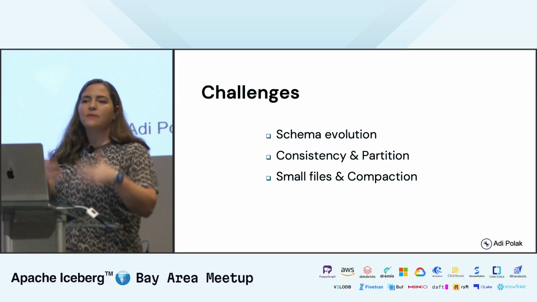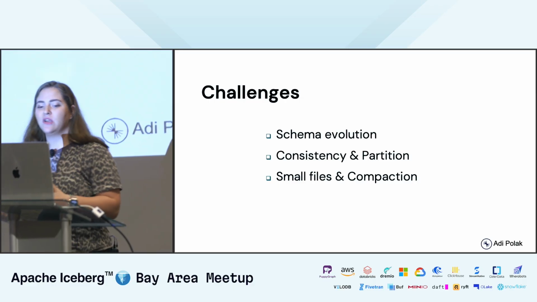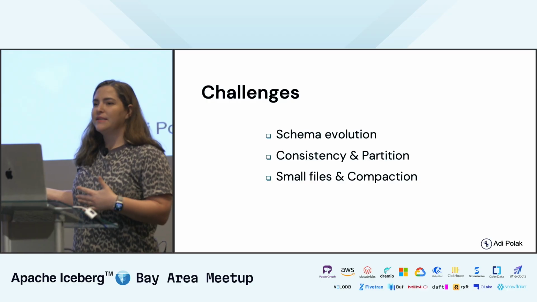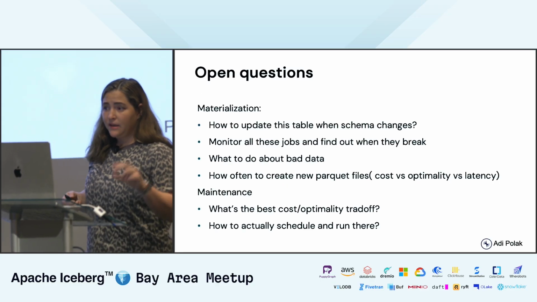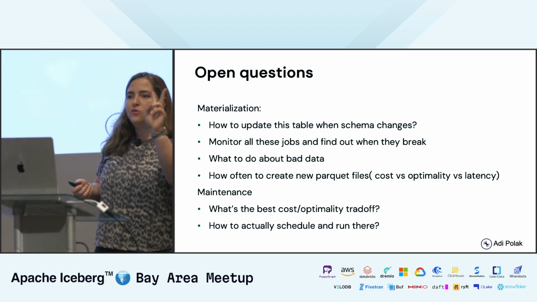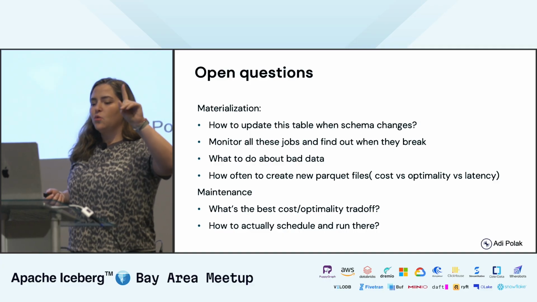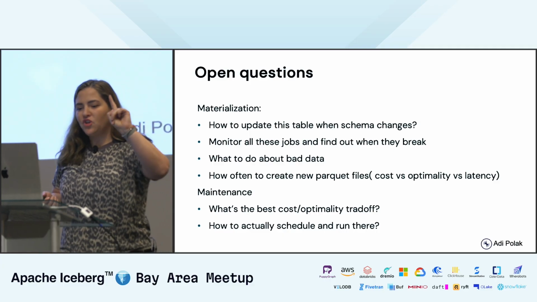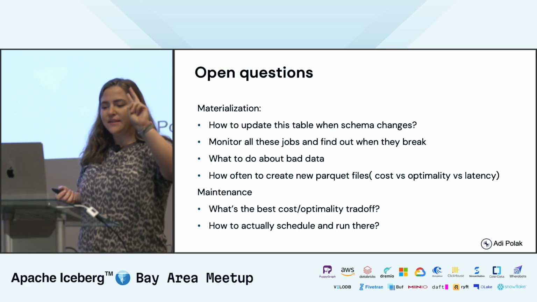Similarly, if we want to just take all the data that we have event by event and dump it into storage, we will end up with a lot of small files, something that is unacceptable in the analytics space. So we faced a lot of questions related to 2 different categories. One is materialization. What does it mean for my schema to change? How do I monitor all these changes? What do I do if things break?